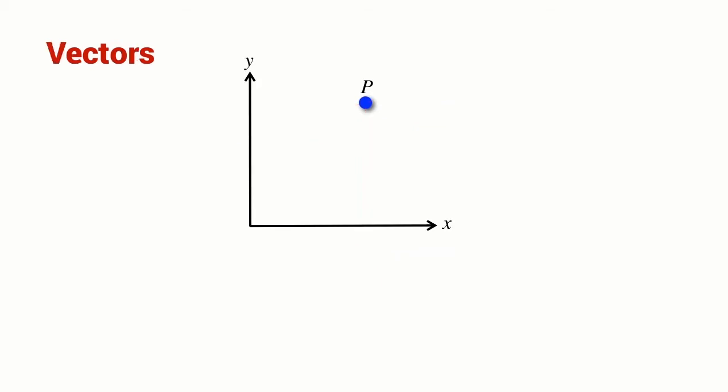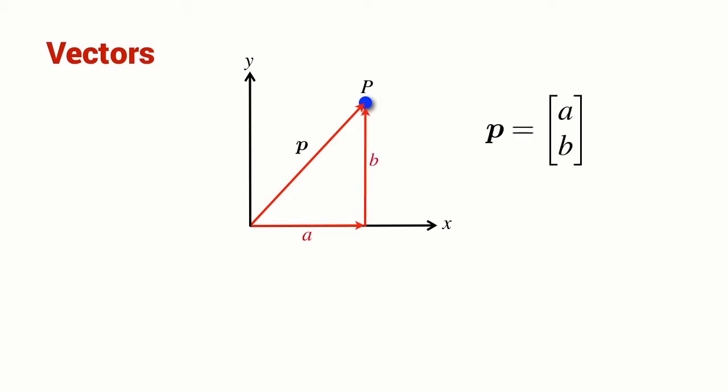We can think of a vector as an arrow from the origin of our coordinate frame to the point of interest. And we denote points by uppercase letters and vectors by lowercase letters. In this case, lowercase p. A vector has two components, a horizontal component of length a and a vertical component of length b.